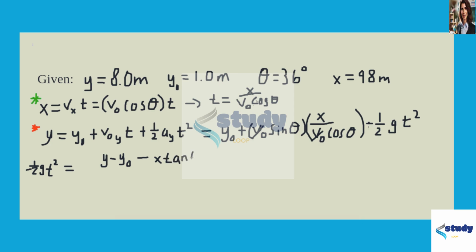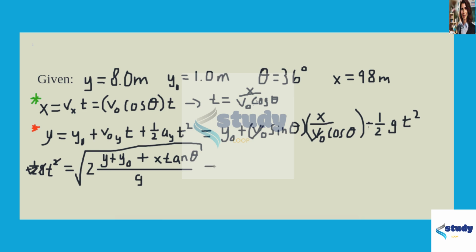We're trying to isolate the t, so we divide by g. The g gets canceled out on that side, and you're going to have divided by g on this side. We'll multiply by minus 2, so it gets rid of that minus sign too. Then this becomes a plus, and that becomes a plus. Then to get rid of the squared term, we take the square root. So t is equal to the square root of 2 times y plus y naught plus x tangent theta, all divided by gravity.